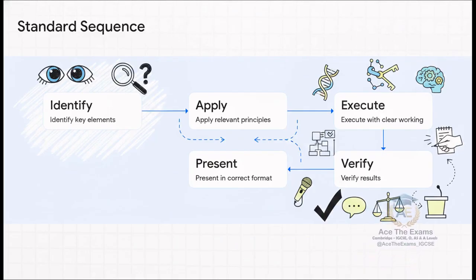So, the non-negotiable rule here is to follow this standardized sequence every single time you process a 3.1 question. Step 1, identify the key elements in the unfamiliar context. Step 2, apply your core biological principles. Step 3, execute your analysis with exceptionally clear working. Step 4, verify your results. And Step 5, present it using that top-tier terminology we just talked about. By putting all your clear working on the page, you're literally capturing those vital method marks as a safety net, even if you make some silly calculation error right at the very end.